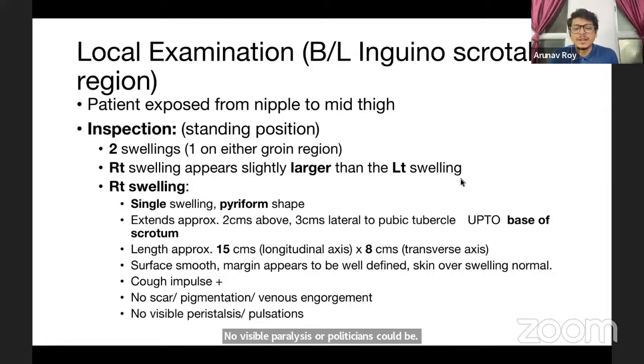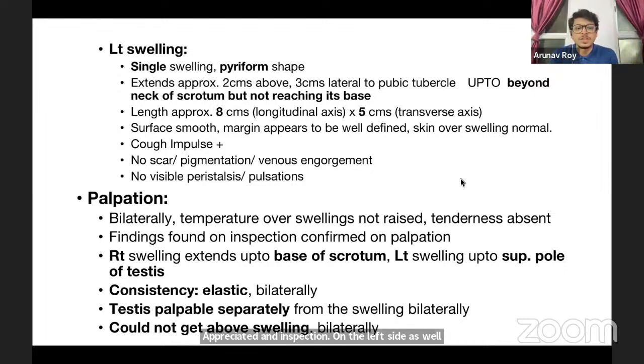On the left side as well, there is a single swelling, which is piriform in shape. It is about 8 into 5 centimeters on longitudinal and transverse axis. The surface is again smooth. The margin appears to be well defined. Skin over the swelling is normal. Cough impulse could be appreciated. No scar, pigmentation, or venous engorgement is present, and no visible peristalsis or pulsations.